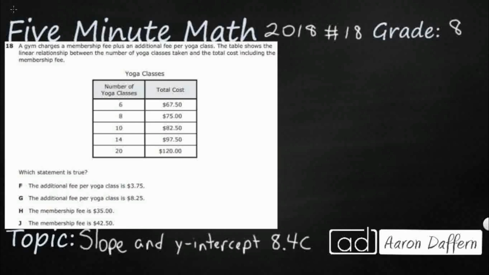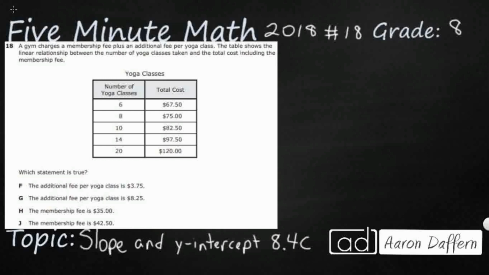Today we are looking at the 8th grade concept of slope and y-intercept. This is standard 8.4C in the great state of Texas, and we are using item number 18 of the 2018 released STAAR test. If you have not done so already, please go ahead and take a moment to pause the video, work this problem out on your own, unpause it, and we will look at our answers together.